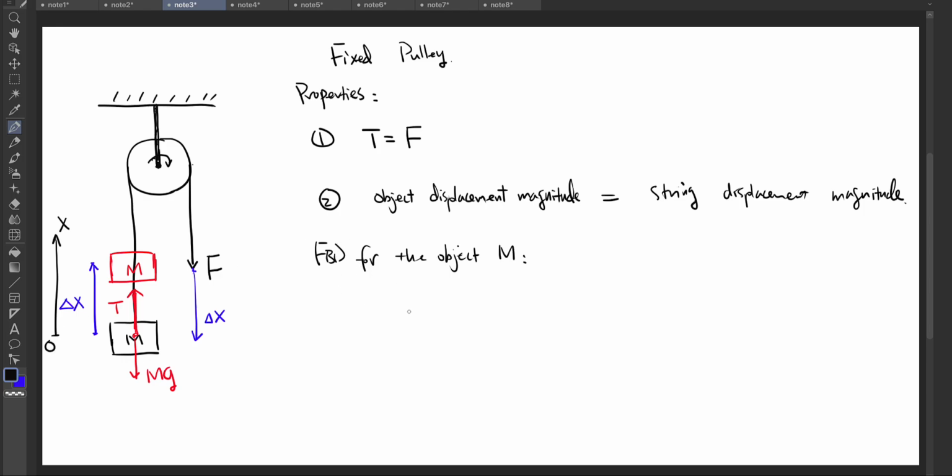Then we can write down Newton's second law. The net force along this direction equals tension force is positive, gravity now is negative, equals ma. Okay, so you want to write down Newton's second law like that. And if you want to write down the relation between T and F, then it will be T equals F. Okay, so these are the two equations you can write down for solving the object's dynamics.